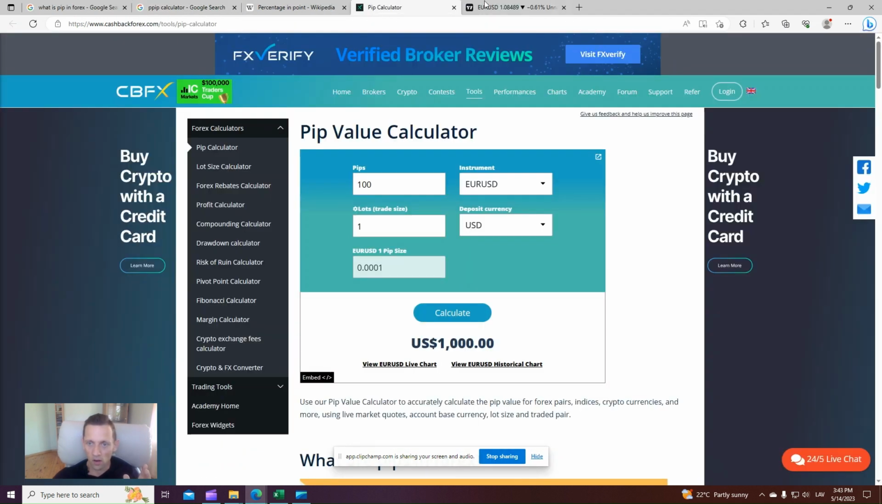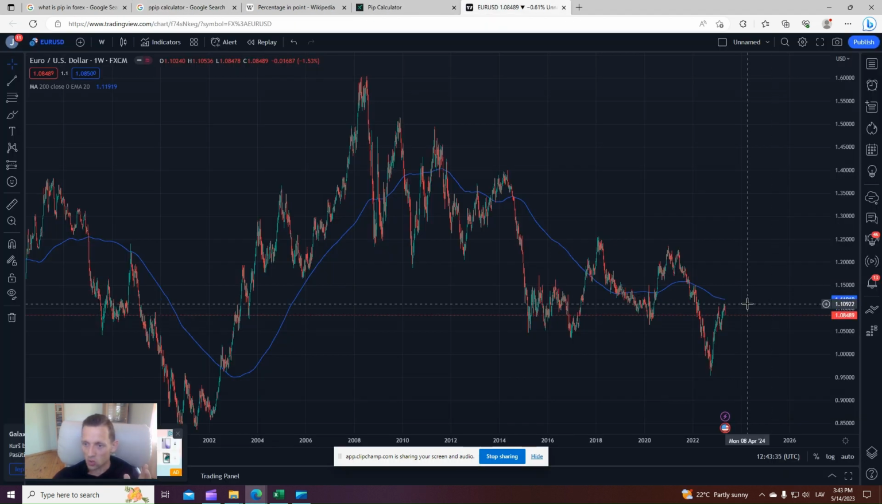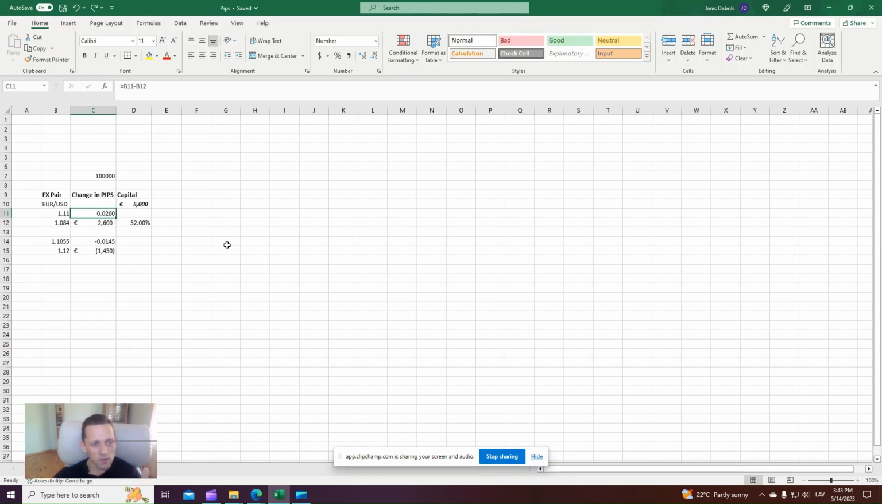Let me give you an example in foreign exchange, where we see that in the last couple of days, the euro moved from 1.11 to 1.84 against the dollar. So it was falling for 260 pips. But what does that mean? Realistically, that means that we are going to short the euro.